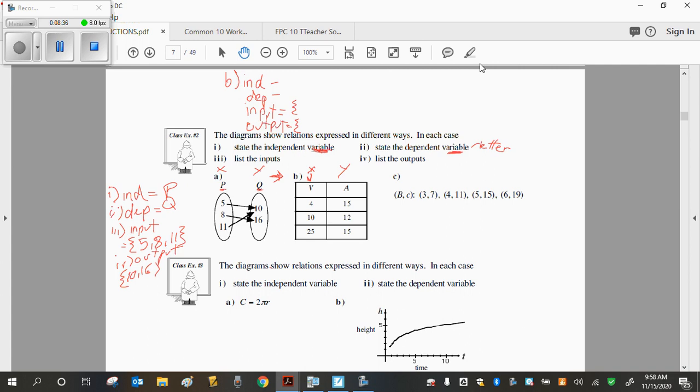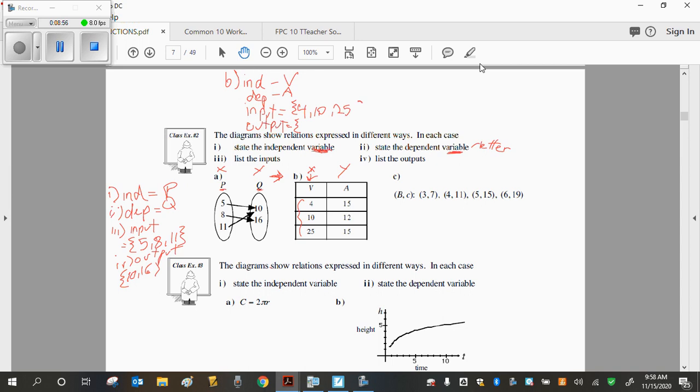So X is the V, capital V, which means the dependent variable is Y, which is capital A. And like I said, everyone gets the inputs right. So you just put 4, 10, and 25.